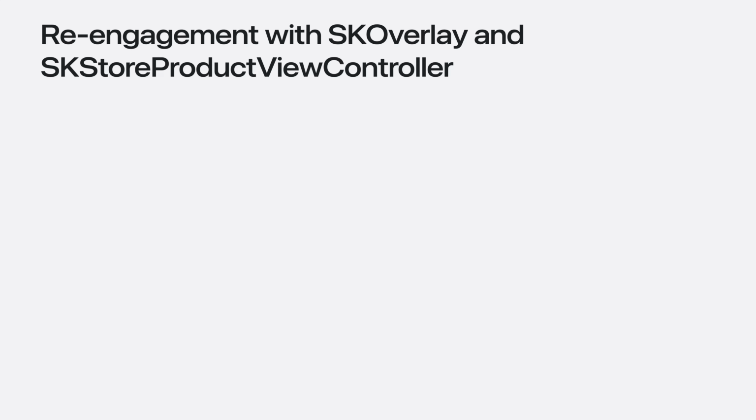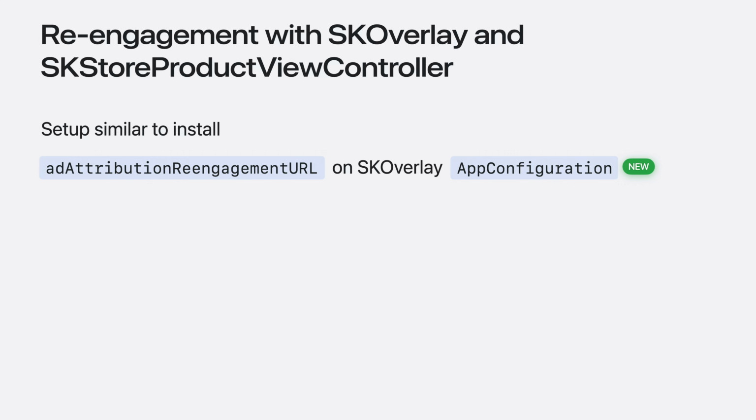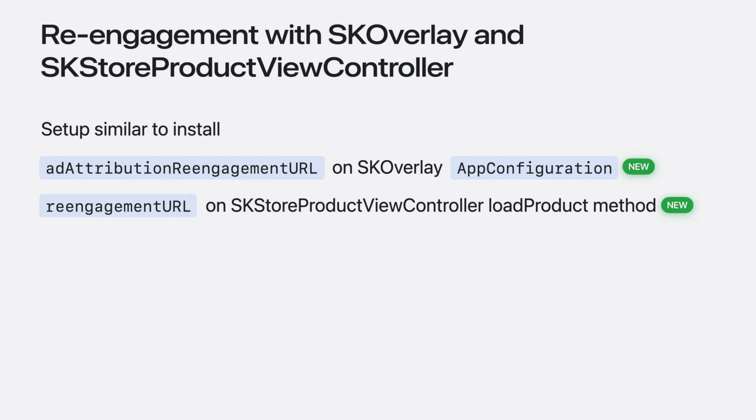SK Overlay and SK Store Product View Controller are also compatible with re-engagement. The setup for both is very similar to an install. To open a universal link in the advertised app, you can use the Ad Attribution Re-engagement URL property on the SK Overlay. And for SK Store Product View Controller, you can use the re-engagement URL parameter on the load product method. Let's talk about the postbacks sent for re-engagement conversions.